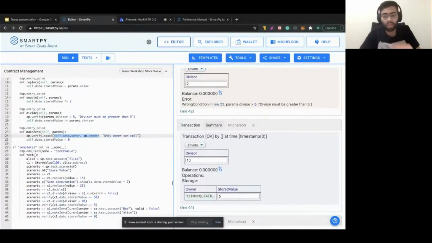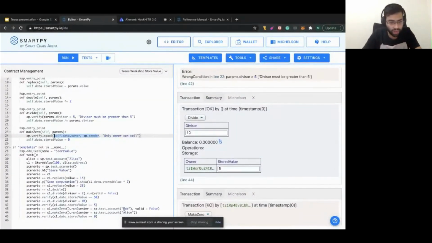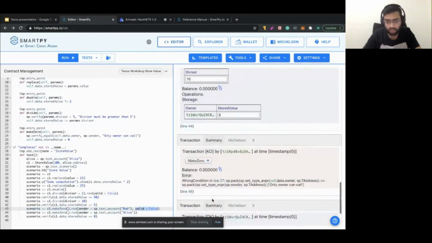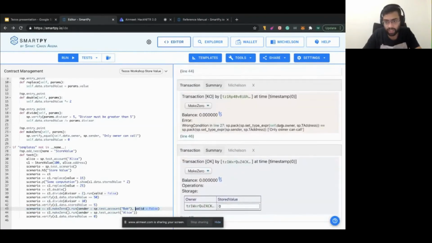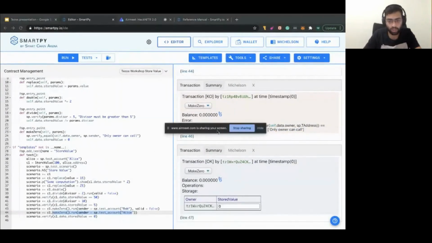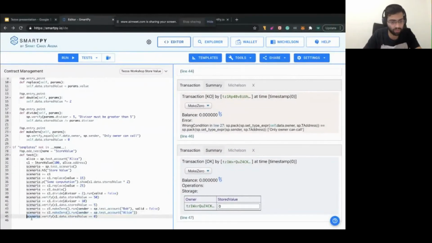So we tried calling the contract. We say run, sender is Bob. And when Bob is sending, this should fail, right? So Bob called it and it failed, saying that only owner can call. Brilliant. And then Alice tried calling it to set the value to 0, and it became 0. And towards the end, we verified that the stored value is 0. So this is what is known as formal verification.